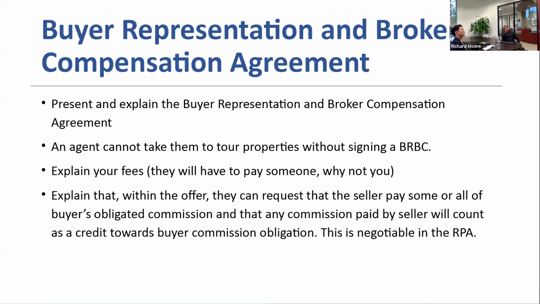Explain that within the offer, they can request that the seller pay some or all of the buyer's obligated commission. So explain this to them when you're going through the RPA. Say, look, the BRBC, you're agreeing to pay me a commission, but we're going to try to negotiate that into the purchase contract so you don't have to pay me. And explain to them if they decide to pay a portion of it, then you'll be responsible for the rest. If they pay for all of it, you don't have to pay anything, right? This makes them feel a lot better.